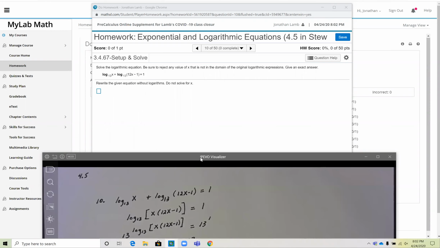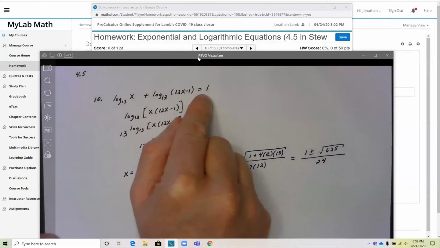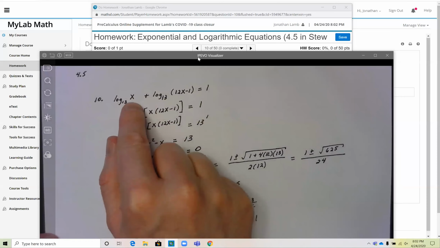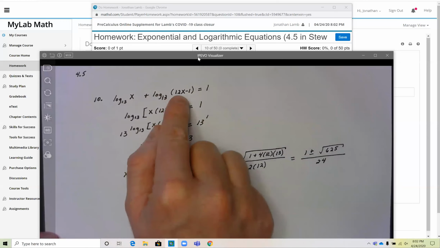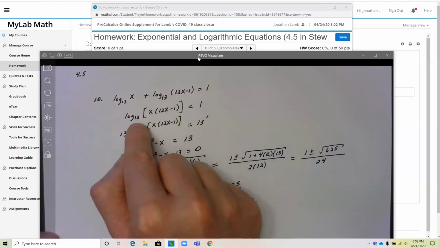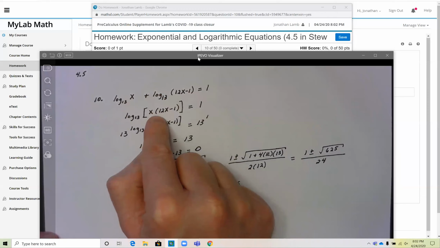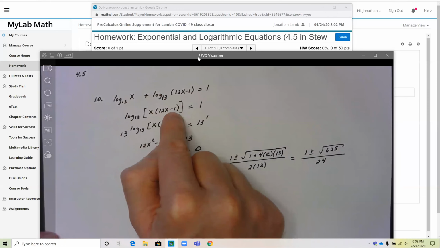Okay, so notice what I've done here. I took the equation that they gave me, set it equal to 1, of course, since theirs was equal to 1. To rewrite this without logarithms, the first thing you had to do was condense these two logarithms into one. Anytime you have an addition sign between two logarithms, we can combine that as one logarithm of the product of the terms within the logarithms. So I have log base 13 of x times 12x minus 1.